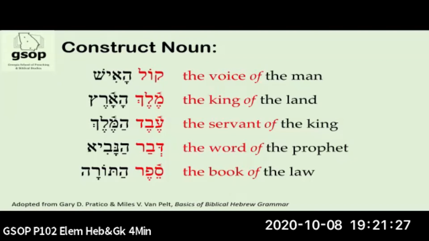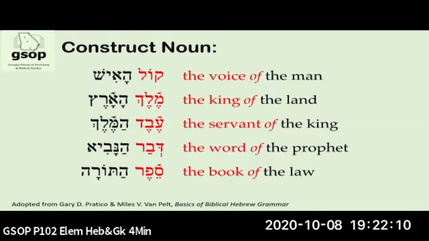Sefer is the book, and then we have Torah. We make it definite. We have HaTorah, and Sefer HaTorah is the book of the law. Here's the thing to point out: two nouns side by side. One of them is going to be possessive, okay? The first one is possessing, so we have the book of the law. You have the word of the prophet, the servant of the king of the land, the voice of the man. So it could be a man's voice, the land's king, the king's servant, the prophet's word, the book of the law, showing possession. That's how they do genitive case.